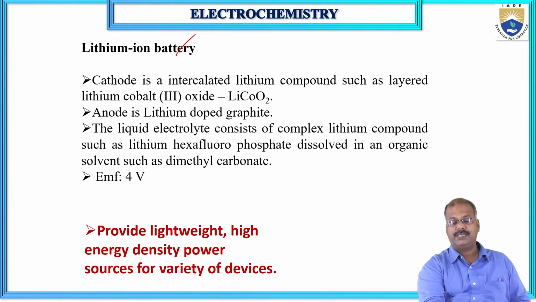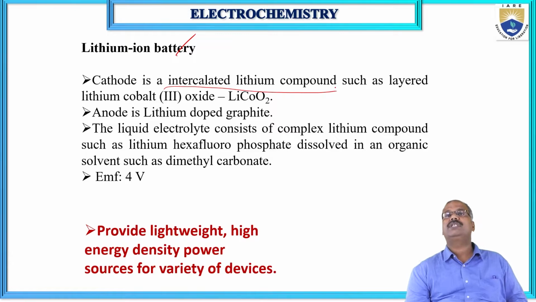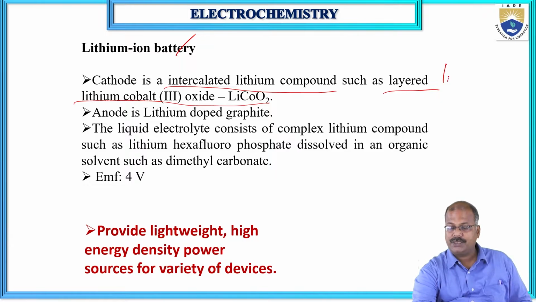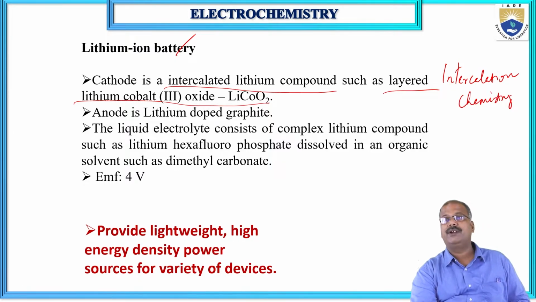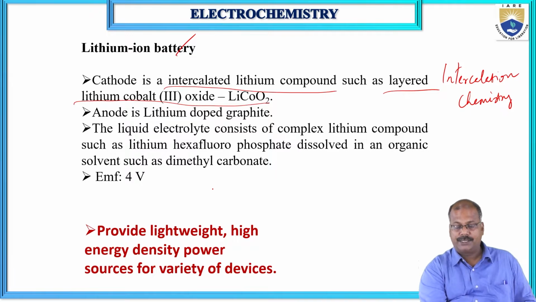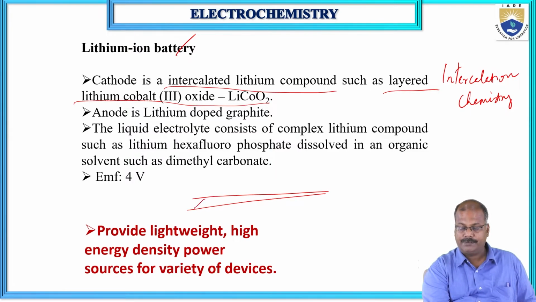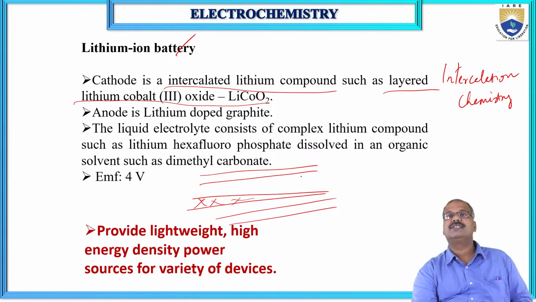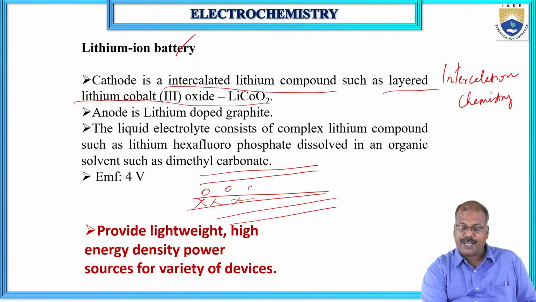Cathode: in lithium-ion secondary batteries, the cathode is an intercalated lithium compound, such as layered lithium cobalt oxide. This is intercalation chemistry. What is meant by intercalation? Layered metal oxides. For example, you have a metal layered structure, with a layer here in the structure and then another layer like this. There are some gaps in between these two layers where lithium can go and sit, and get stored.